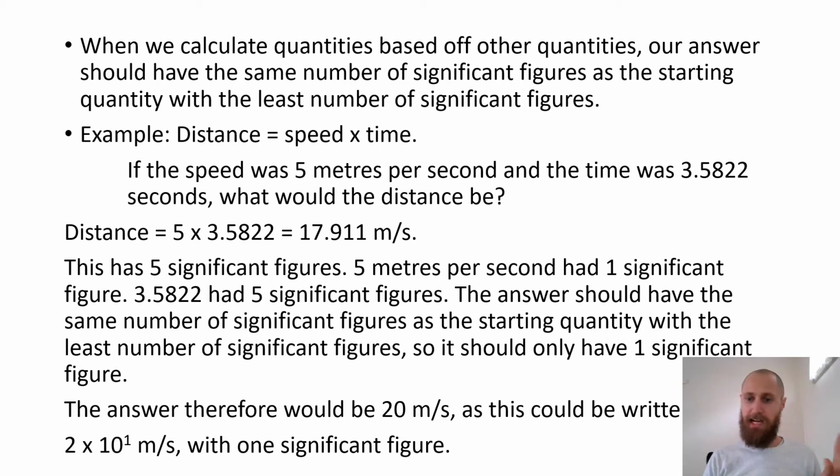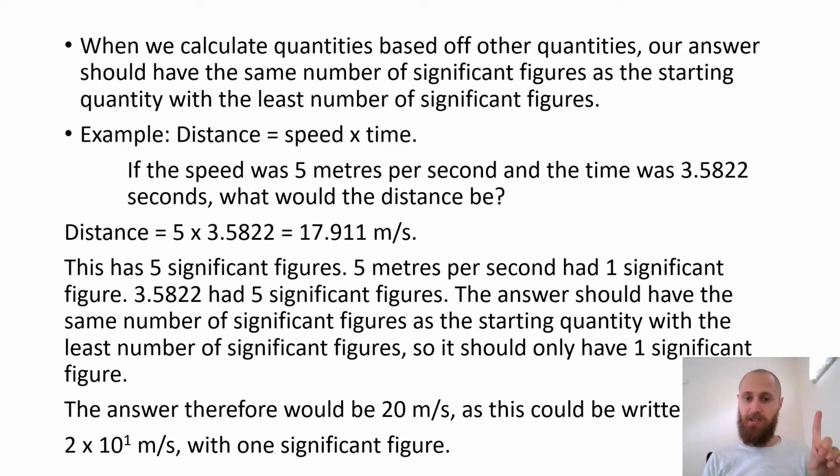3.5822, my time, had 5 significant figures. So to repeat what I said earlier, the answer should have the same number of significant figures as the starting quantity with the least number of significant figures. So 5 meters per second had 1, 3.5822 had 5. So my answer should only have 1 significant figure, the same amount as the starting quantity with the least amount of significant figures. So that means I've got to write my answer accordingly.